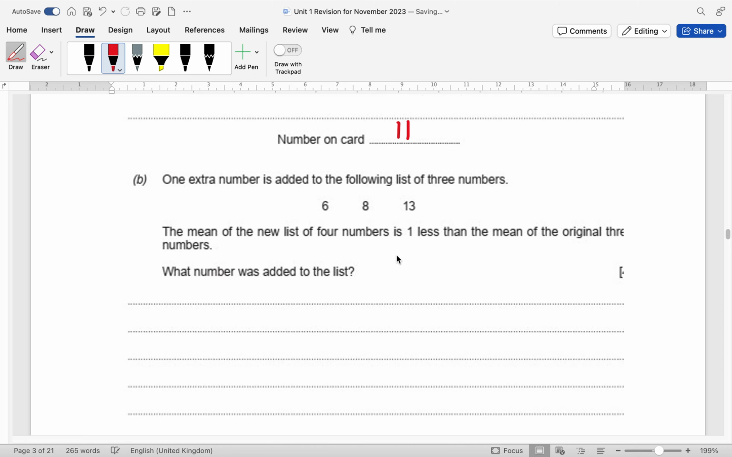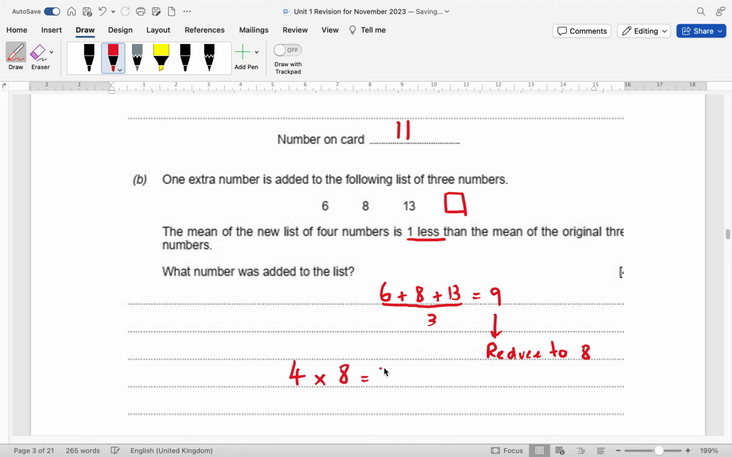The mean, an extra number is added to this one, so again, we're going to add another one. The mean is going to be one less than this. So I'd expect you to work out the mean of this, first of all. Add them all together and divide by 3. 27 divided by 3 is 9. If I want one less, then the mean is going to reduce to 8, okay? So we've got 4 numbers with a mean of 8.